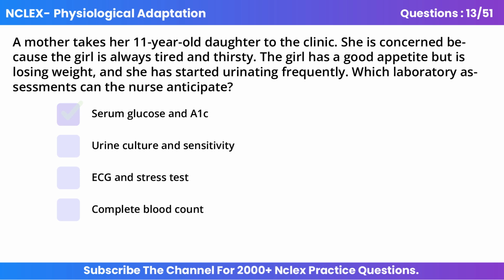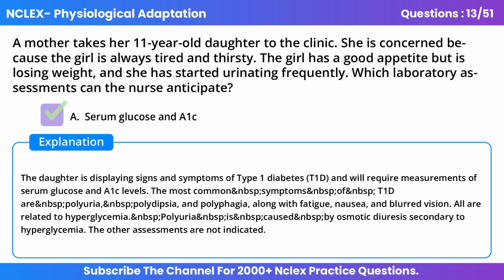A. Serum glucose and A1C. The daughter is displaying signs and symptoms of type 1 diabetes, T1D, and will require measurements of serum glucose and A1C levels. The most common symptoms of T1D are polyuria, polydipsia and polyphagia, along with fatigue, nausea, and blurred vision.